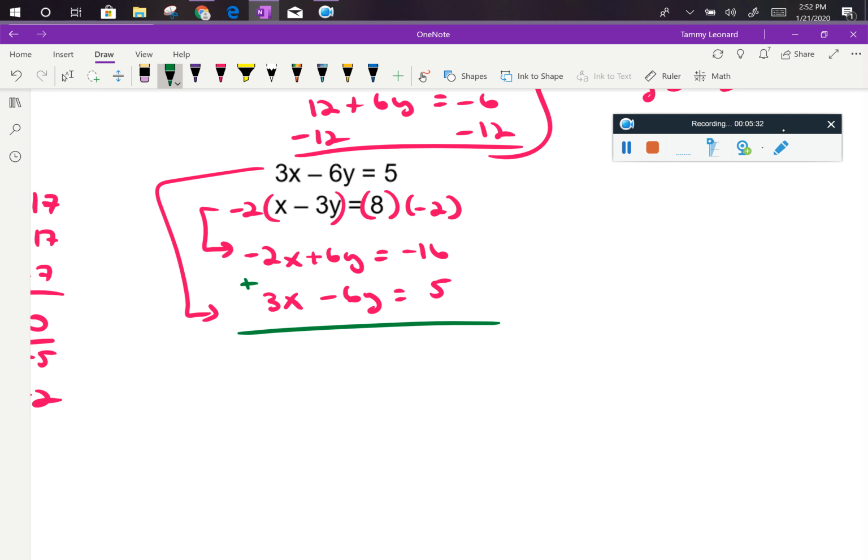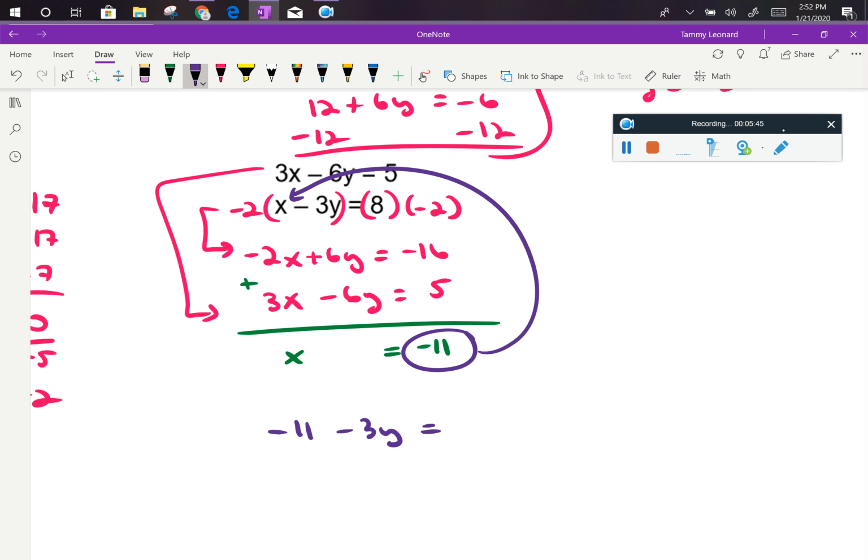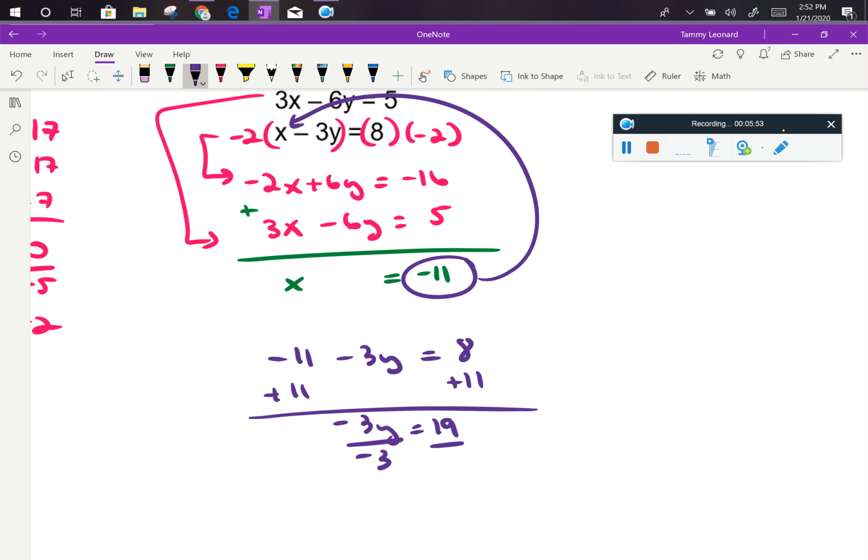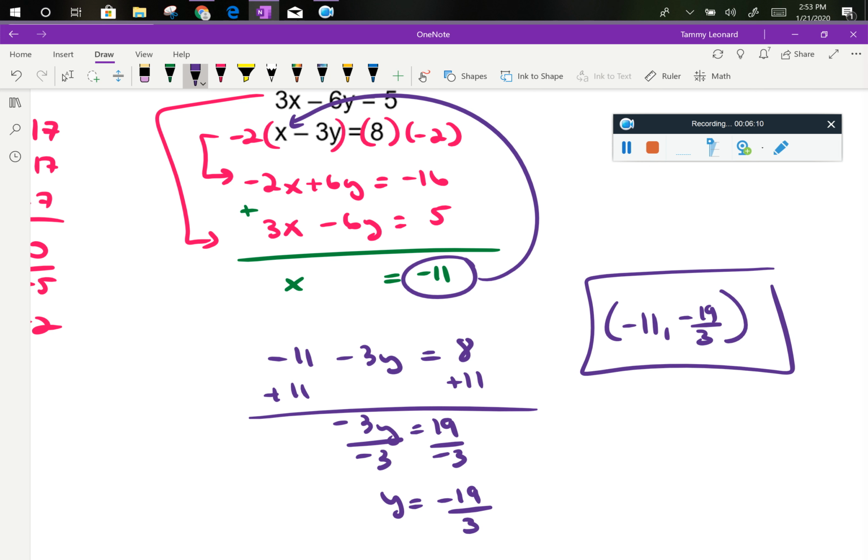When I add my two equations together, I get x equals a negative 11, and x is already solved for. So personally, it looks a little bit easier to me to take this negative 11 and put it in the bottom equation. Negative 11 minus 3y equals 8. Adding 11 to both sides, negative 3y is equal to 19. Dividing both sides by negative 3, y is equal to negative 19 thirds. That's a little ugly, so we're pretty glad that that came up second in the problem. We've got the ordered pair, negative 11, comma, negative 19 thirds as our point of intersection.